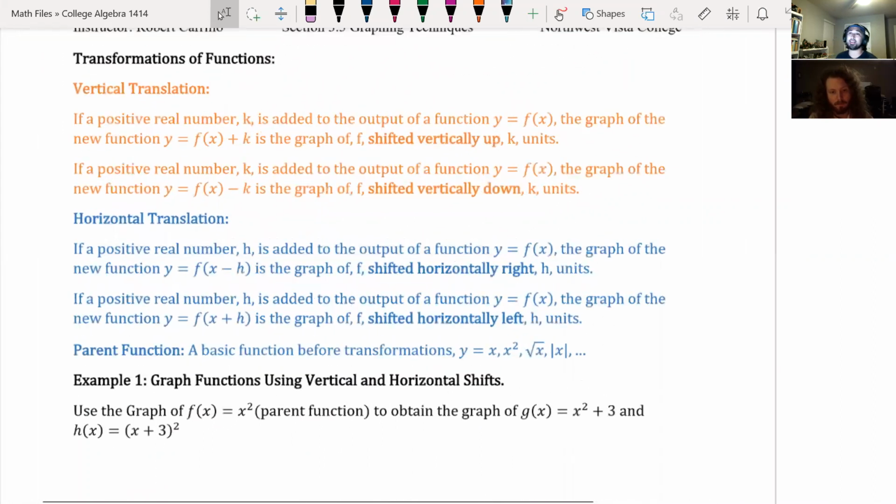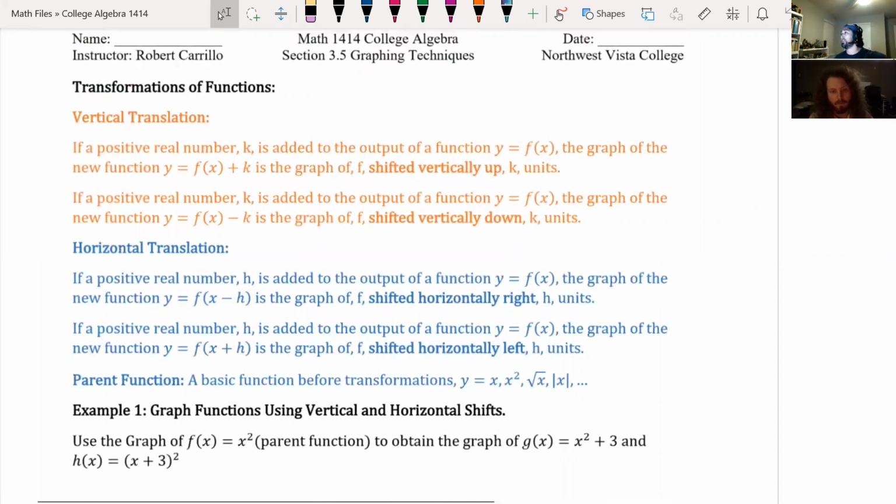Today is about graphing techniques, basically the transformations of a function. We're going to shift a function up, down, left, right. We're going to shrink it. We're going to stretch it. So all the transformations we'll learn today.